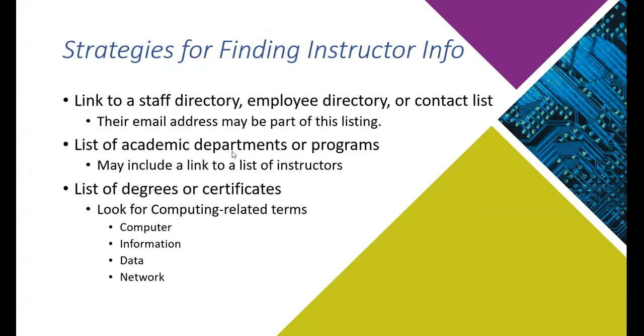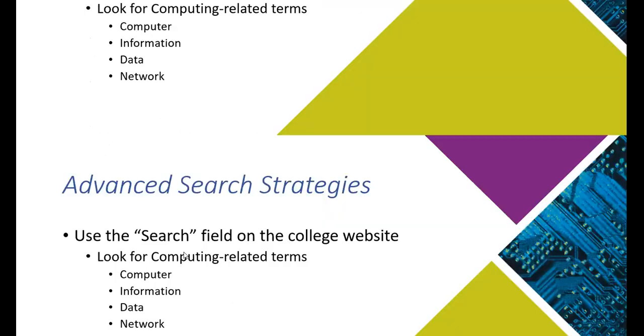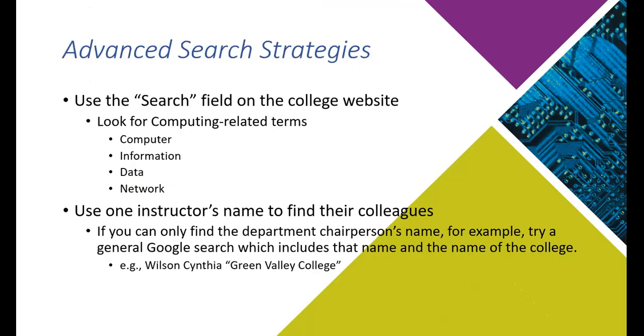And again, if you want to take a look at a staff directory or academic departments or programs, that may include a link to the list of instructors. Alternately, you might look for a list of degrees or certificates if you can't initially find faculty information. And again, if you're looking for a computer, information, data, network, cybersecurity might be a term that you could add to this list as well, depending on what the department is.